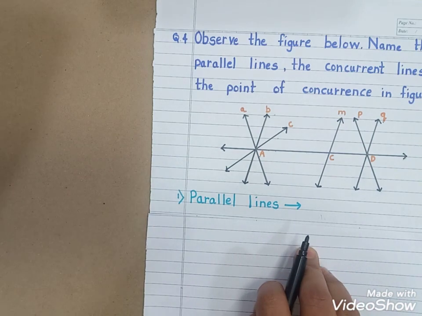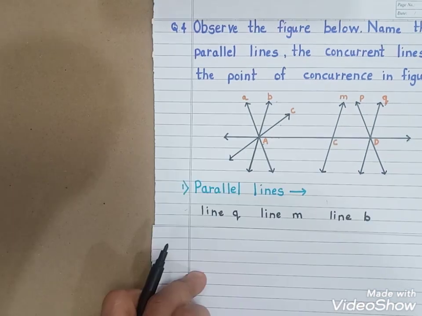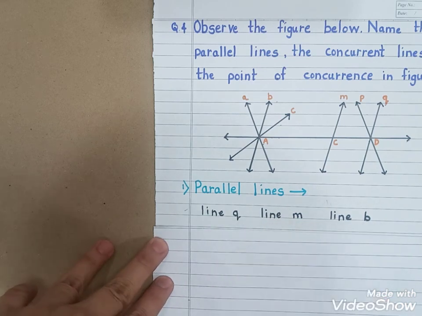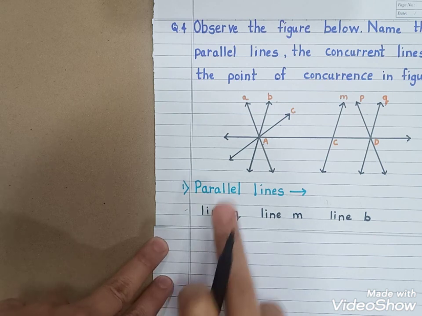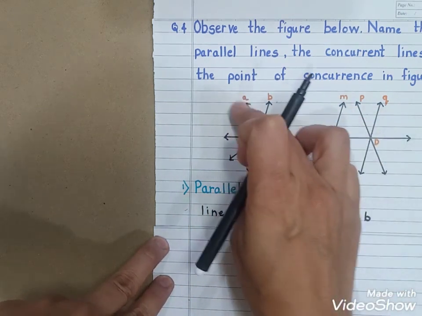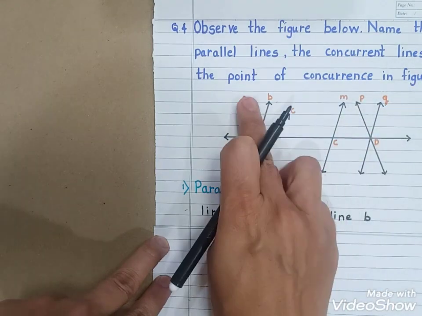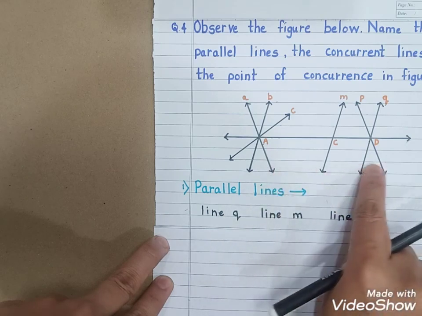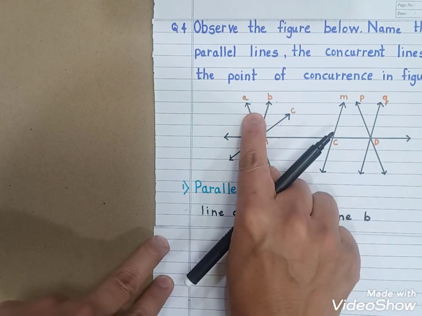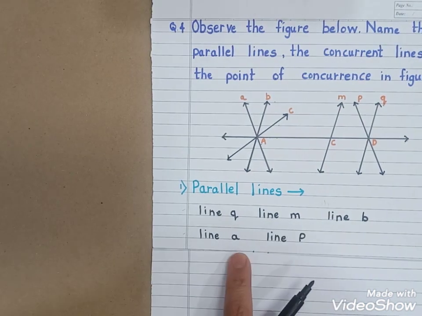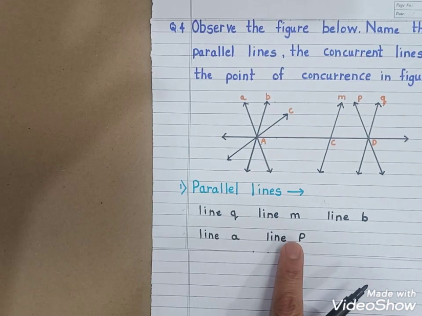So let's write the names of these parallel lines. Line Q, line M, and line B are parallel lines. Now if we take line A and line P, observe these two lines. They do not intersect each other, and the distance between them remains the same. So line A and line P are parallel lines.